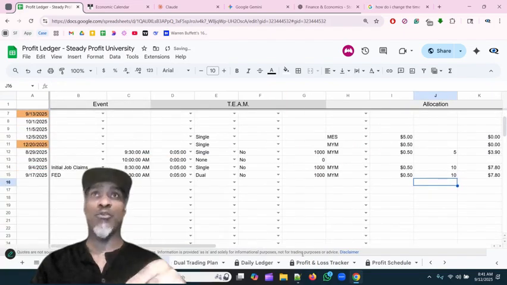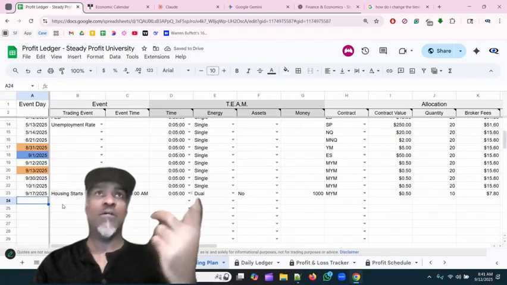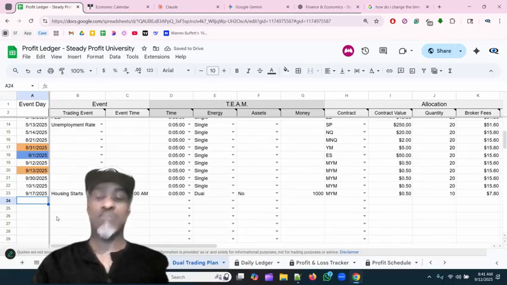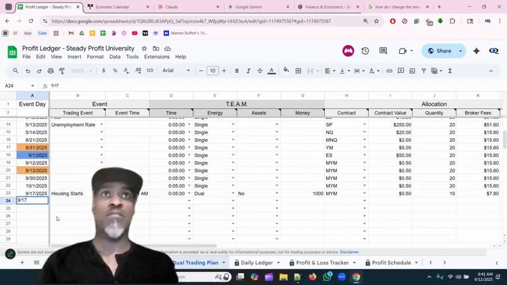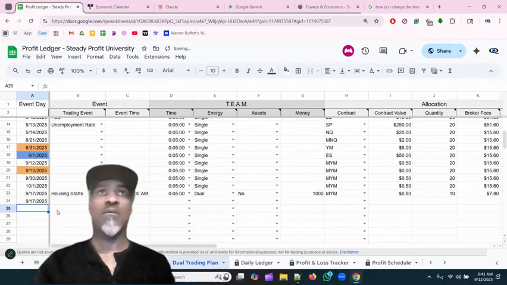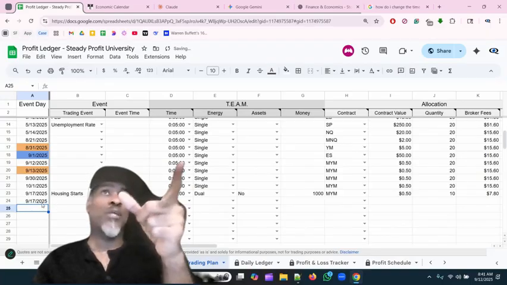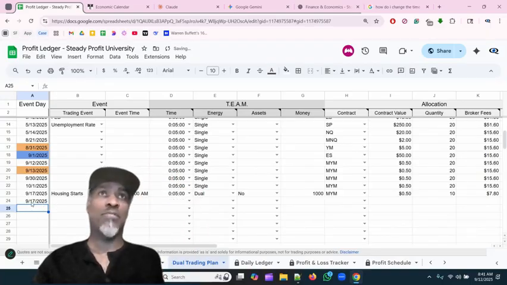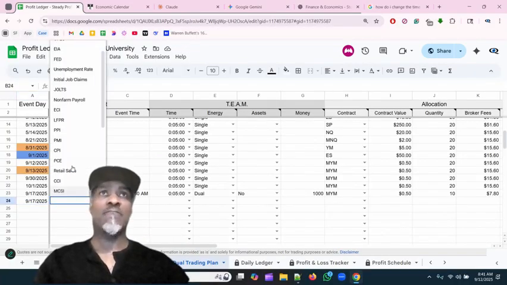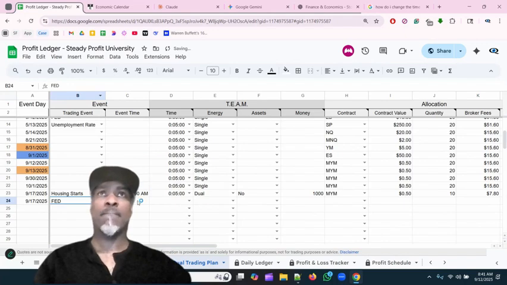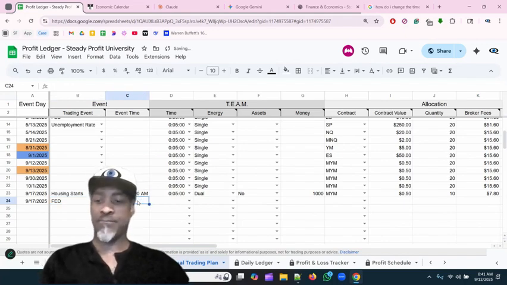Now we want to do the other dual trade on the dual ledger. Once again, 917. And I wonder if I just put in 917, will it automatically put in the 2025? Let's see. It does. Awesome. So you don't have to put in the 2025, guys. Just put in the actual 917. It'll finish it. So we're doing the Fed again. This is the 930.